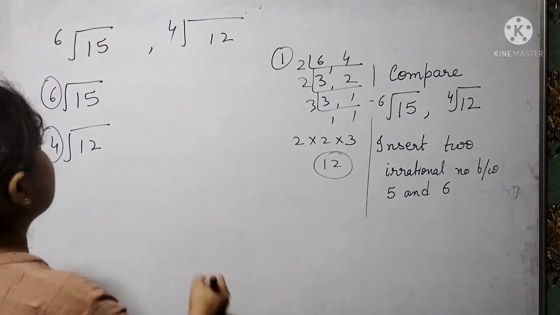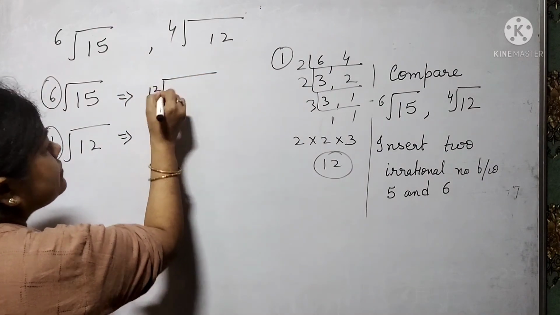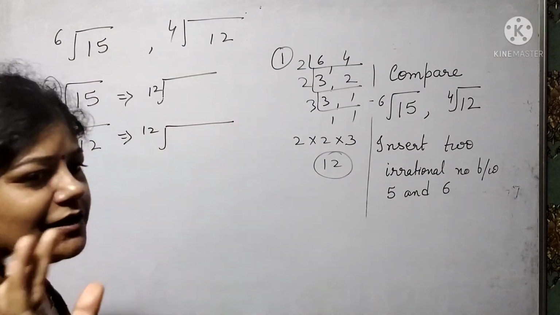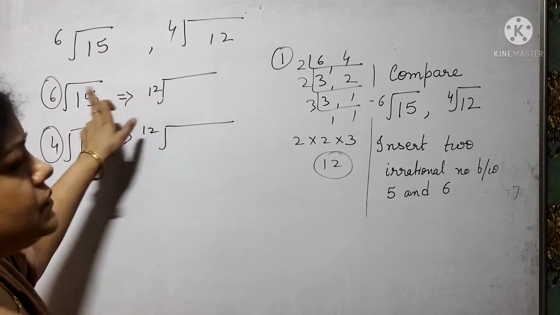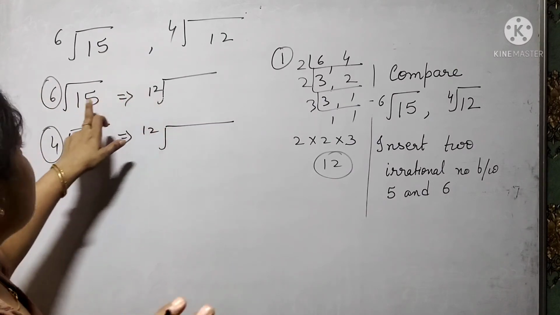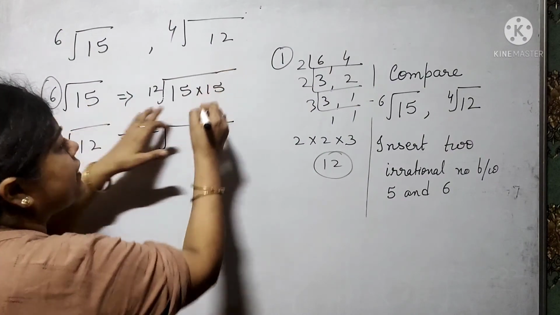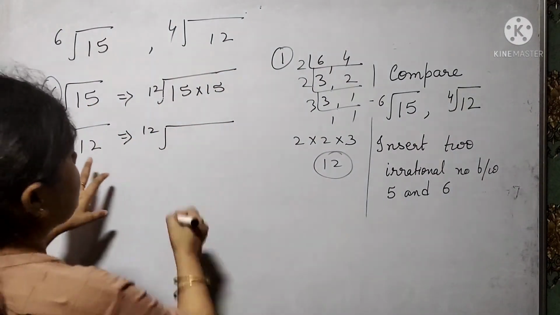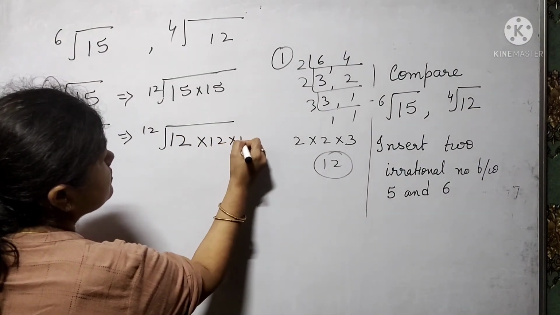Okay. Now second step. Write over here 12. Write over here 12. But listen one thing. 6 2s are 12. 6 2s are 12. That means under root 15 into under root 15, 2 times. Now 12. 4 3s are 12. That means we have to write inside the number 3 times.